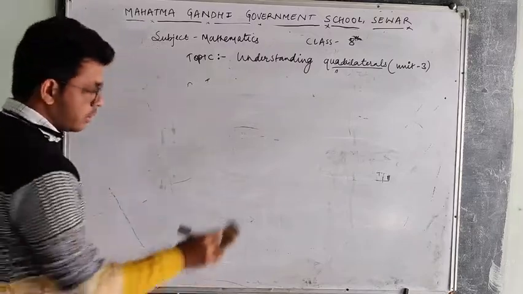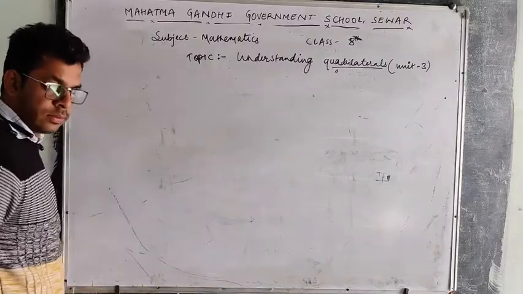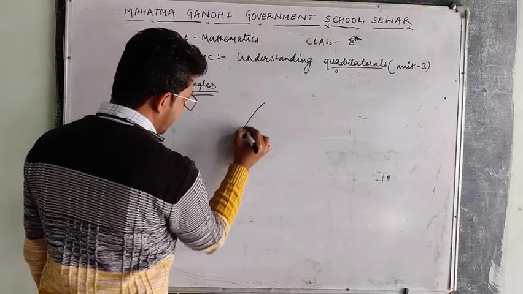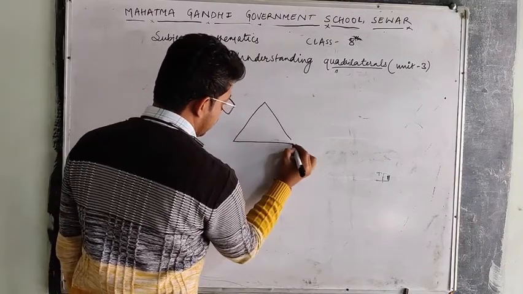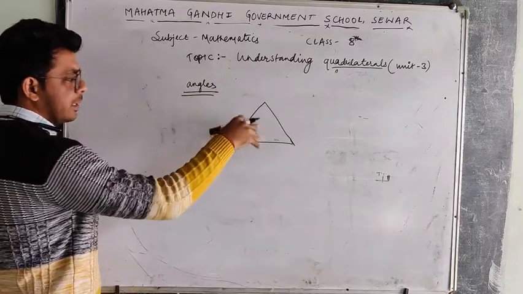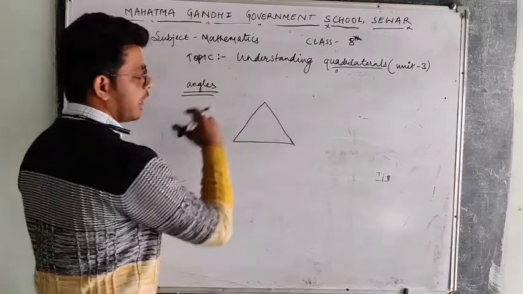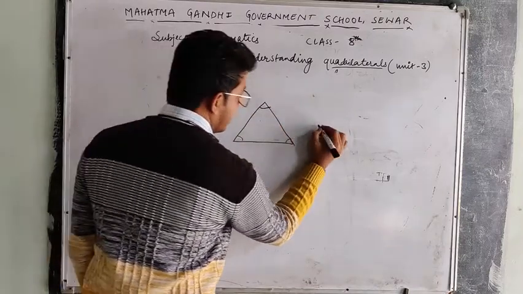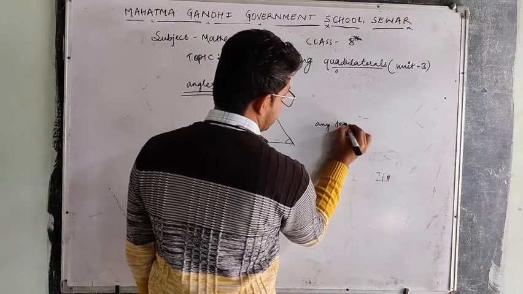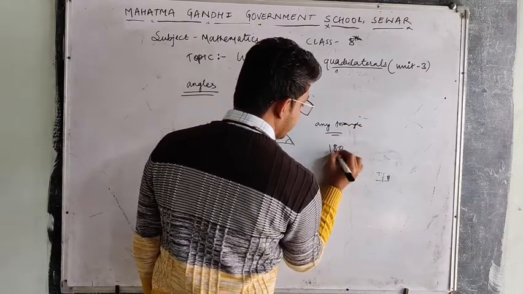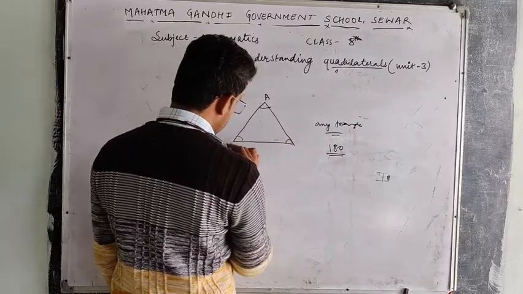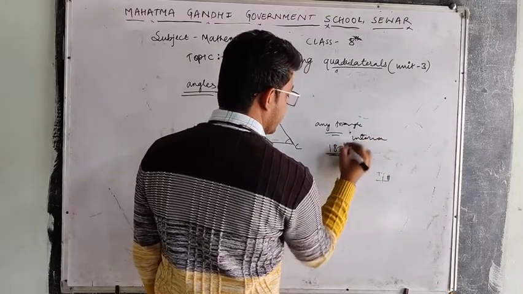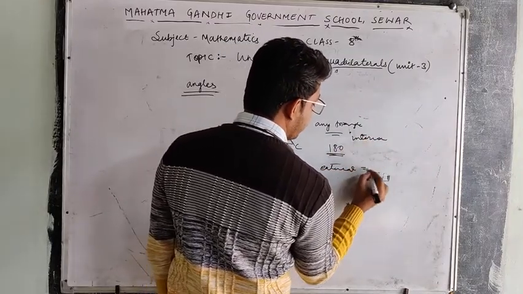Now we will talk about angles. If I draw a triangle and ask what the sum of its interior and exterior angles will be: what are interior angles? In any triangle, the sum of all three angles A, B, C will be 180. All interior angles will sum to 180 and exterior angles will also sum to 180.